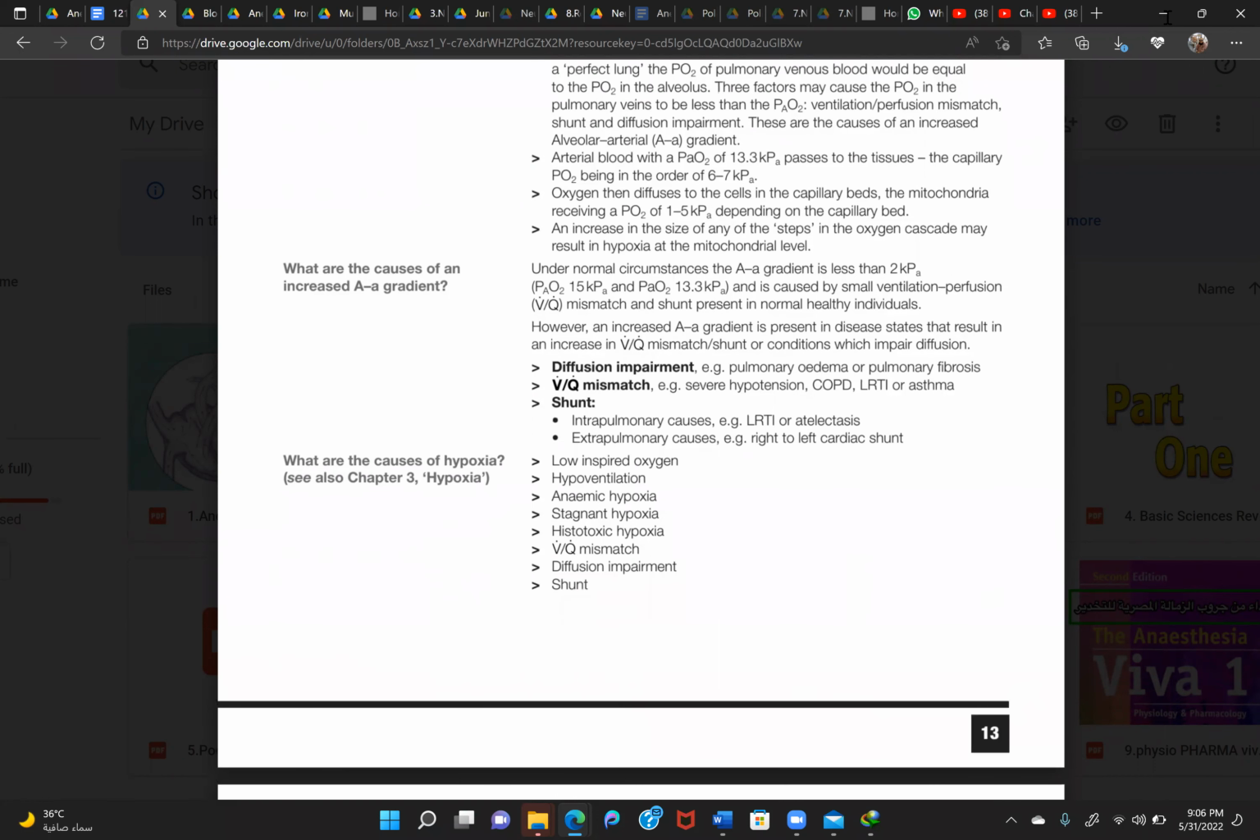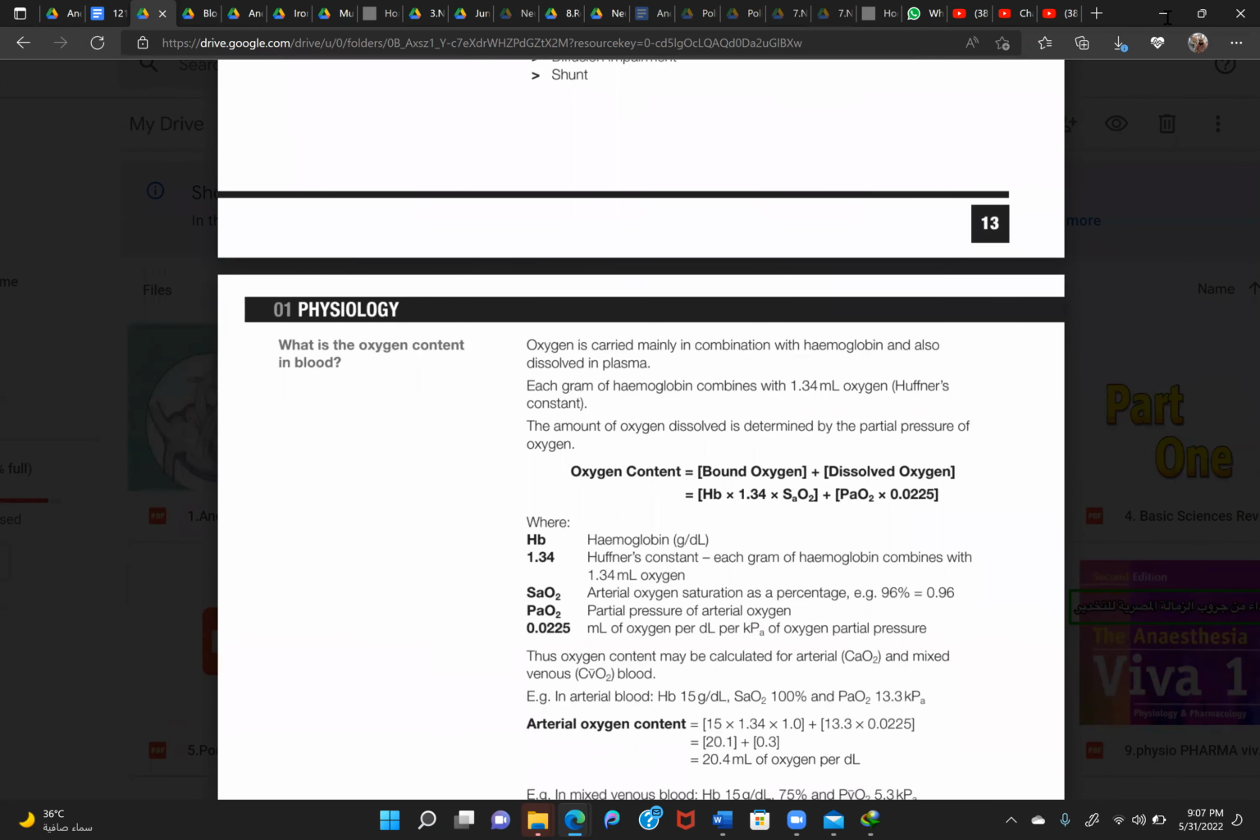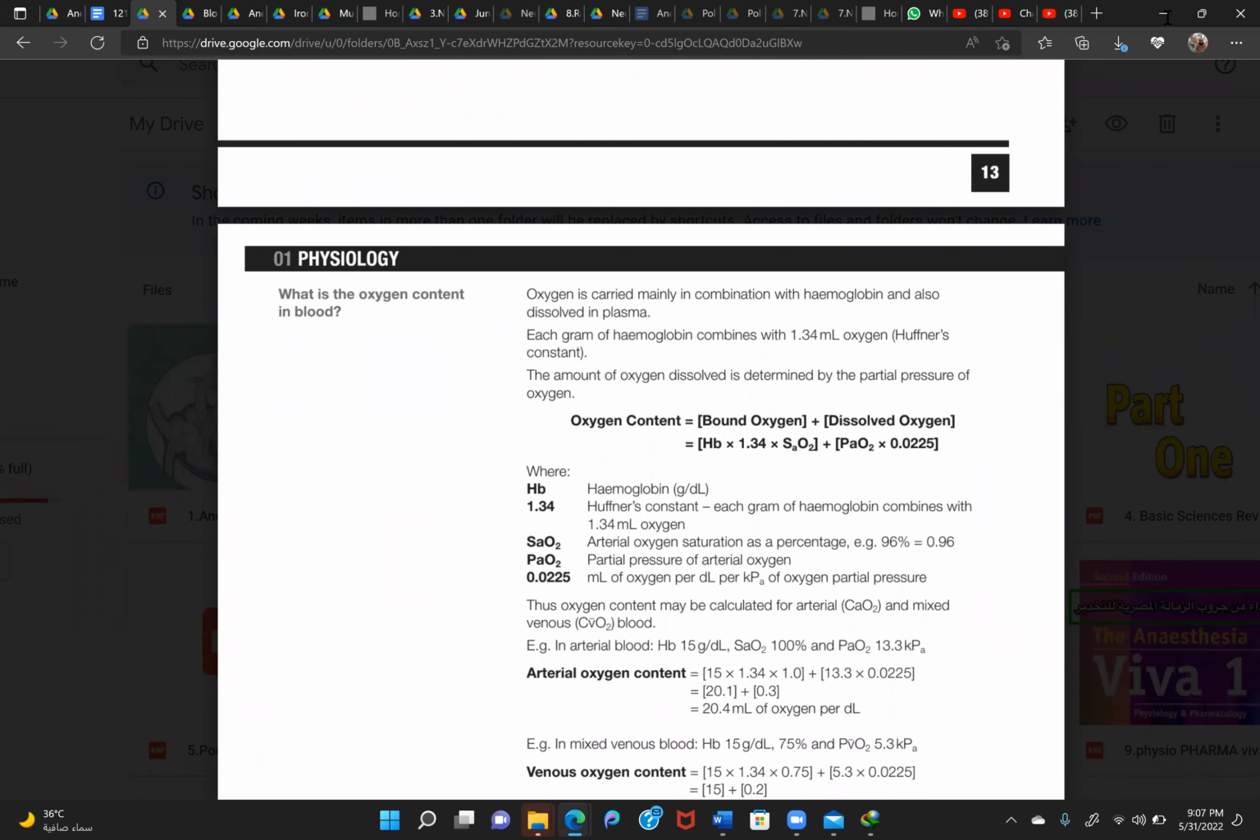So this is just the summary of what we have discussed. Low inspired oxygen, if the oxygen you are giving is less, or the patient is unable to ventilate, or there is anemia, there is no hemoglobin to take the oxygen, and the tissues are angry. And there is VQ mismatch, if there is impairment of diffusion, and if there is shunting, the blood is not able to transport oxygen to have contact with the lungs. So that is what we discussed.